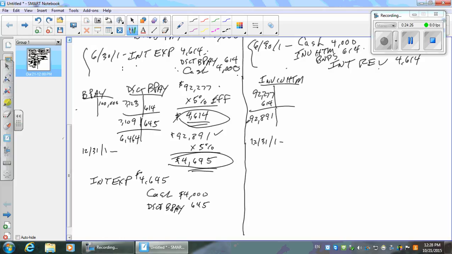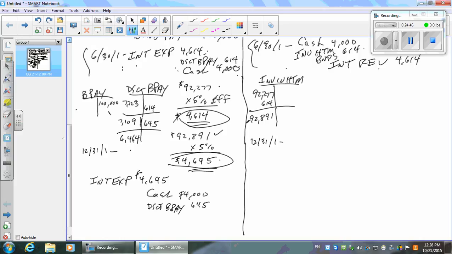And if you want to do the next time, what will you have? What's your carrying value now? 100 less 6464. Right? Take that times 5%, you do the next one. Okay? Let's try on the other side. What do you bet it's still 4645 is the interest, only now it's revenue?